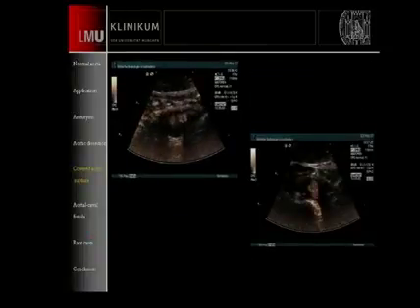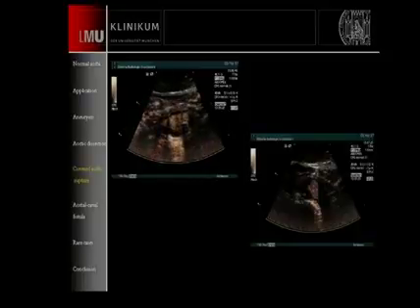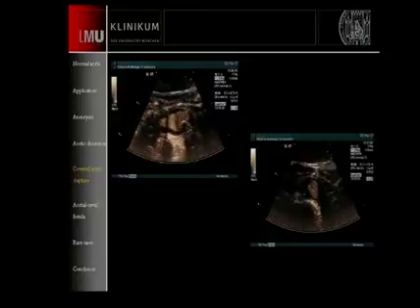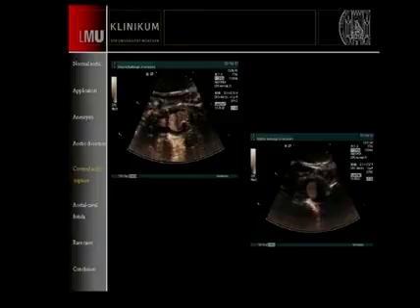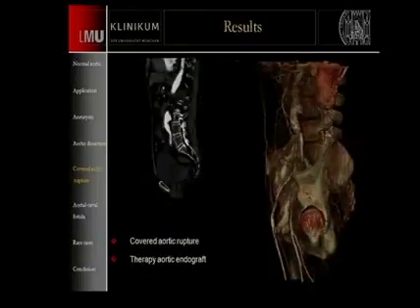If we compare with contrast, we see that below this plaque is still contrast in the longitudinal view. So there must be a rupture, otherwise the contrast could not be below this plaque. Also in the axial view, we see the shape and the hematoma here without contrast uptake. And if we compare this now to the CT examination, we see here the covered rupture of the aorta, also here in the sagittal view, and this was treated by an aortic stent graft.